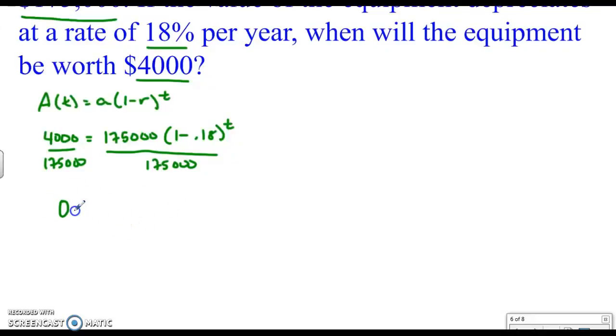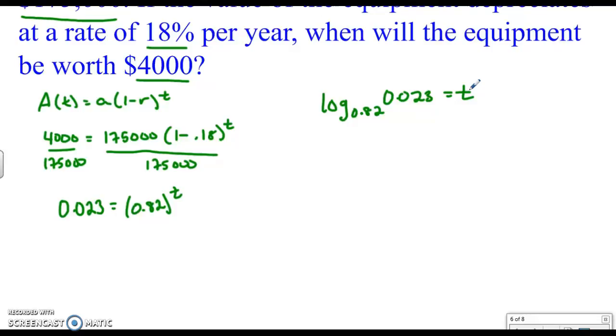So 4,000 divided by 175,000 is 0.023, and then 1 minus 0.18 is 0.82. So now we're going to rewrite this as a logarithm. So log base 0.82 of 0.023 equals t. So log of 0.023 divided by log of 0.82 is about 19.